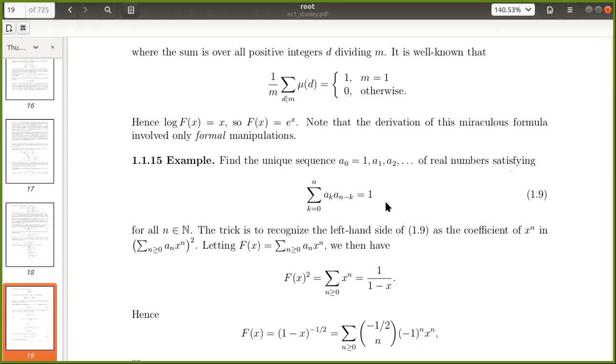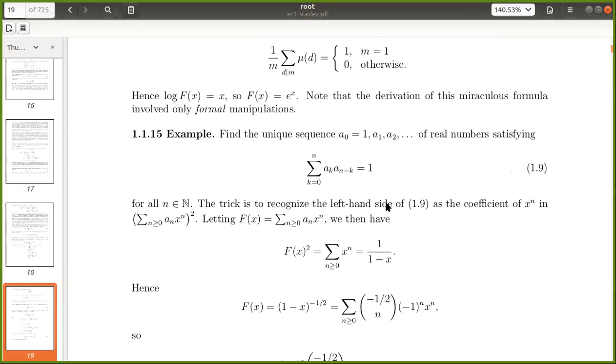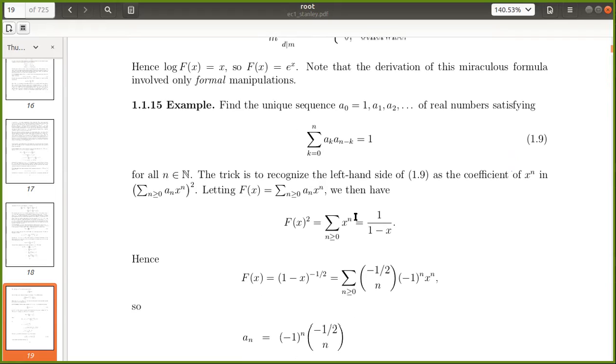So that is what is happening here. If you want to find the unique sequence of these a_i which satisfies this particular relation, we have to see that this a_{n-k} is the coefficient of x raised to n in this particular series. And we have done this. You see, this is nothing but the Cauchy sum, right? a_{n-k}. Yes, ma'am.